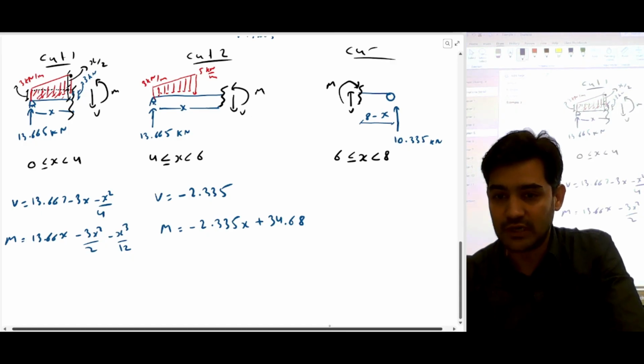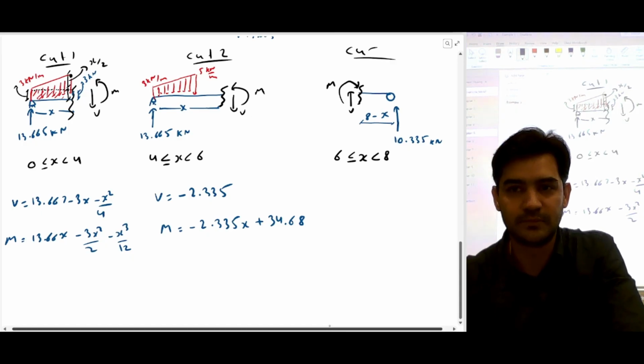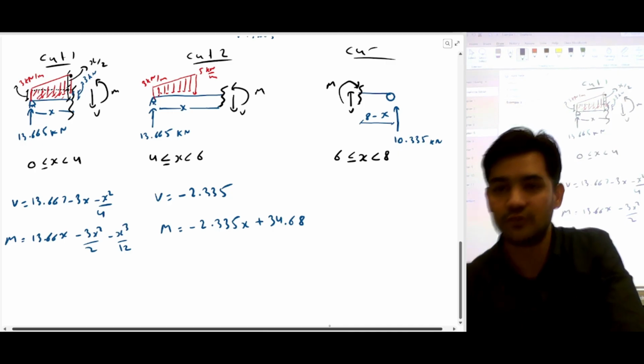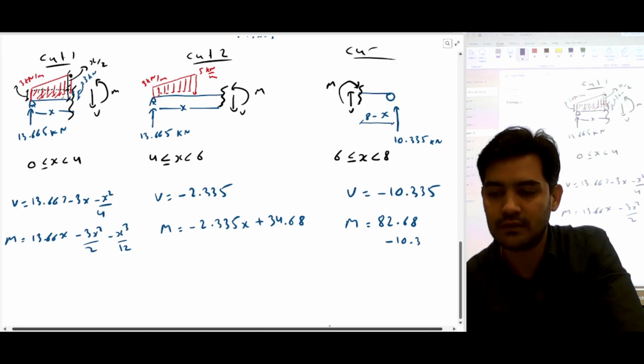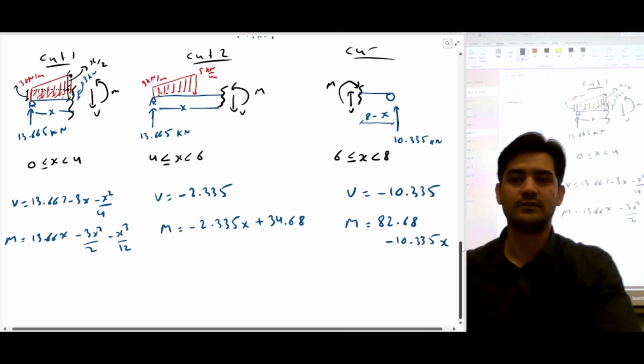And if we do for the cut 3, it is also pretty straightforward. Maybe you guys can do for the cut 3. So if we do the cut 3, we're going to get the value of V is equal to 10.335, and the moment value we'll get is 82.68 minus 10.335x.